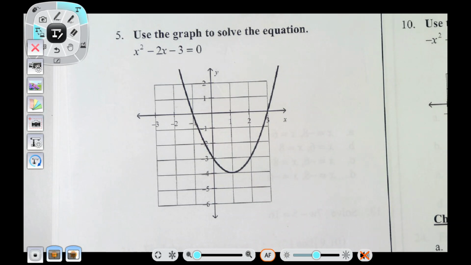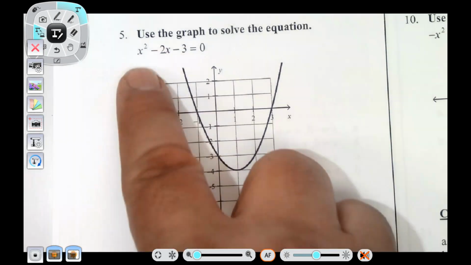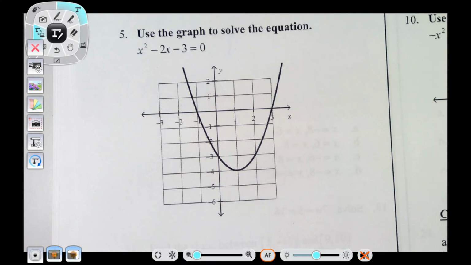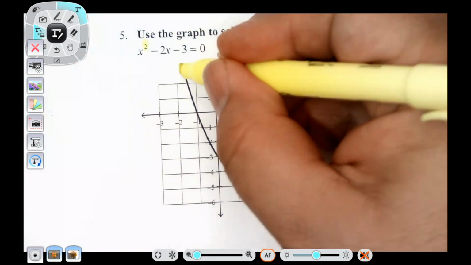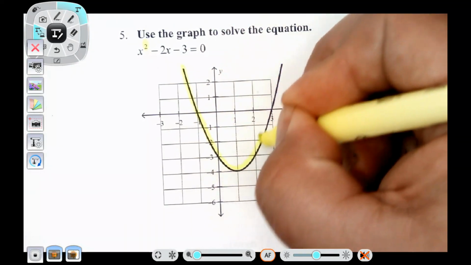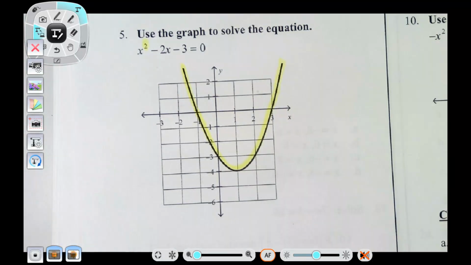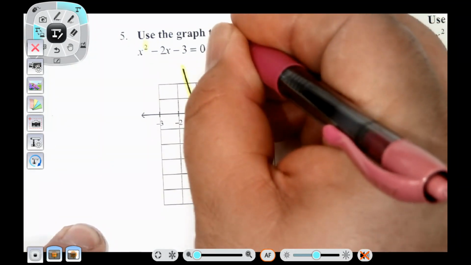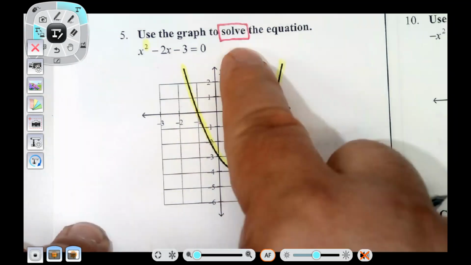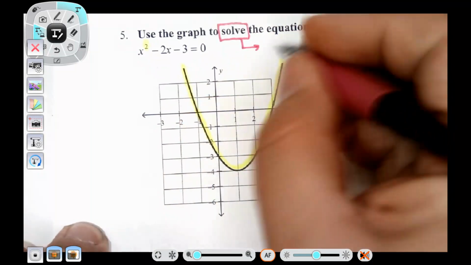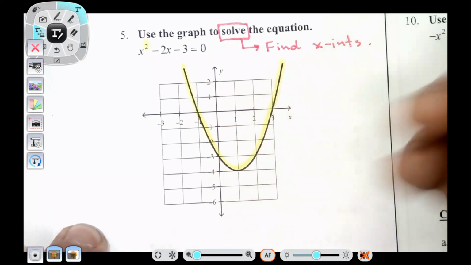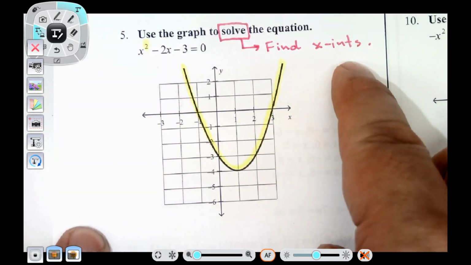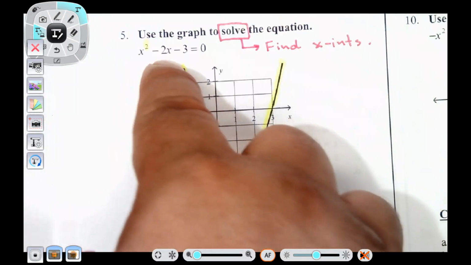All right, well, first of all, a couple things. One, is this a quadratic? Absolutely. Look at that power of 2. That's what makes it a quadratic, and that's why we have this graph of a parabola, because a parabola is the graph of a quadratic equation. The other thing we need to remember is when they say the word solve, everything we've done this year that says solve, it's really asking me to do one thing. You're going to find x-intercepts. The solutions to a quadratic are x-intercepts. X-intercepts are the solutions to a quadratic.